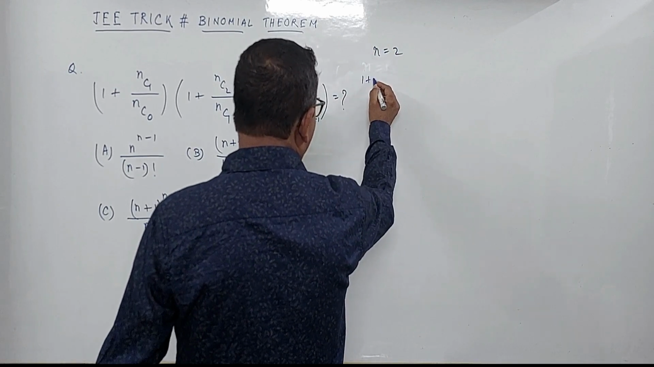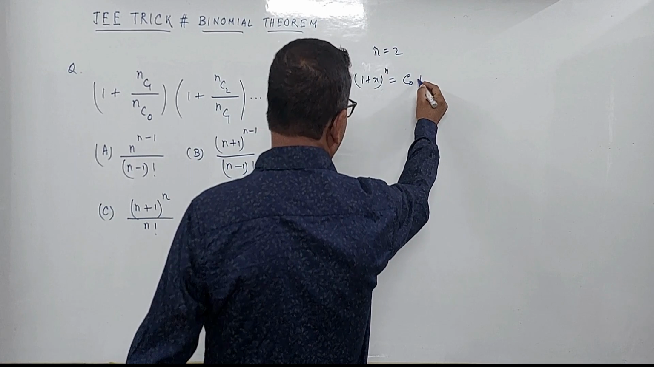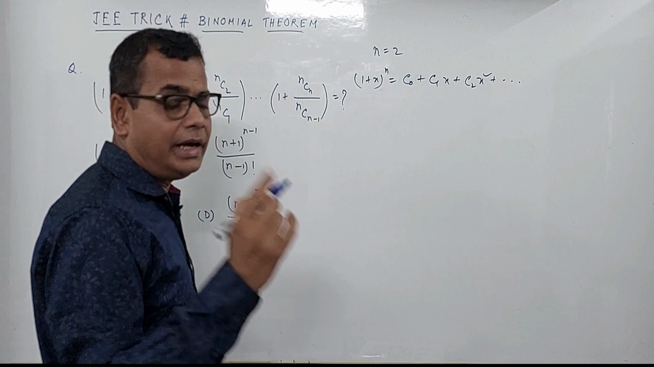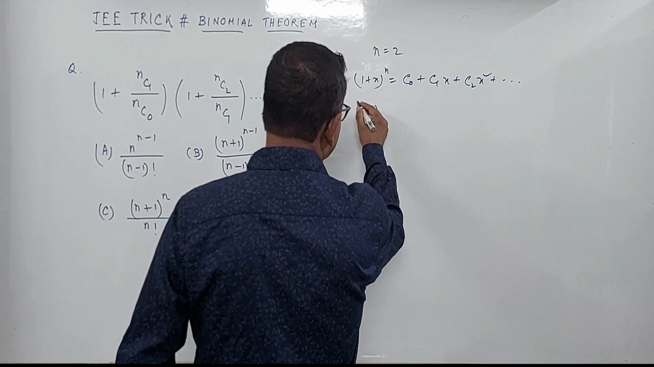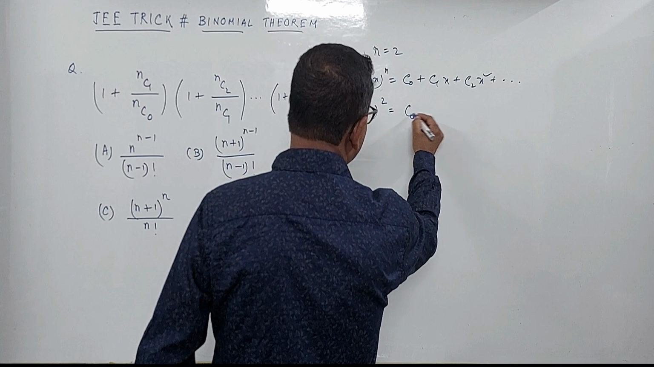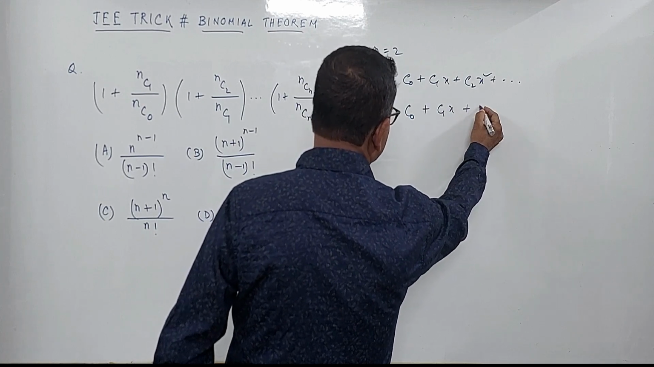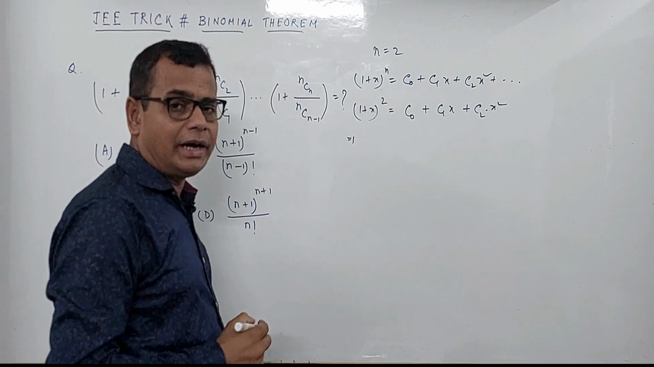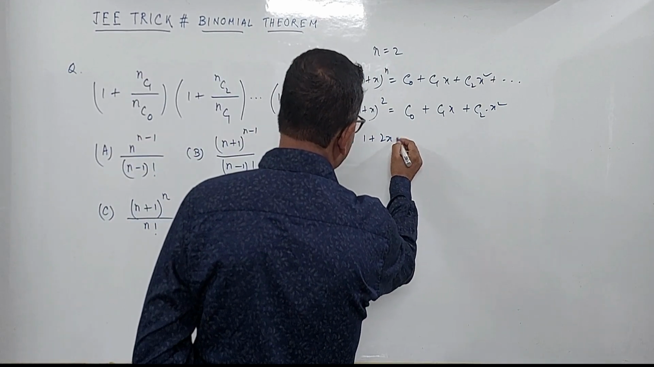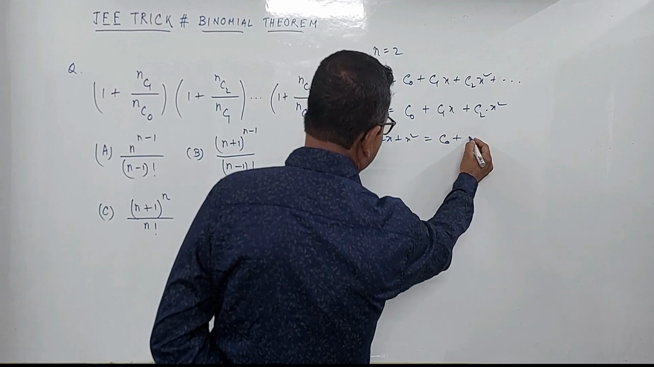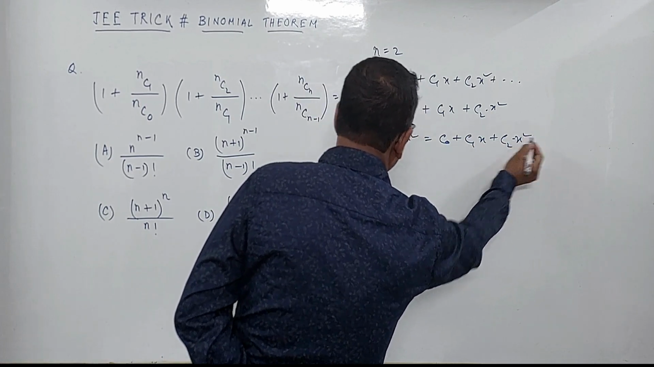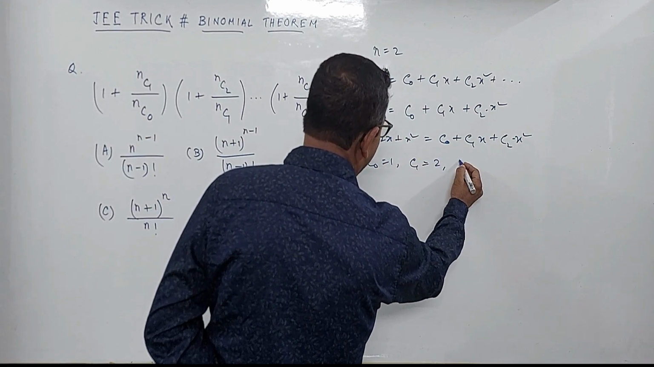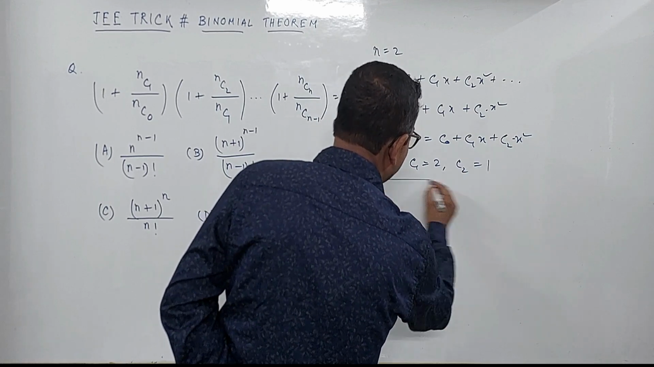We know (1 plus x) to the power n equals c0 plus c1x plus c2x square plus so on. So, for n equal to 2, we get (1 plus x) square equals c0 plus c1x plus c2 into x square. Now, (1 plus x) square, that is 1 plus 2x plus x square, equals c0 plus c1x plus c2 into x square. So comparing, we get c0 equal to 1, c1 equal to 2 and c2 equal to 1.